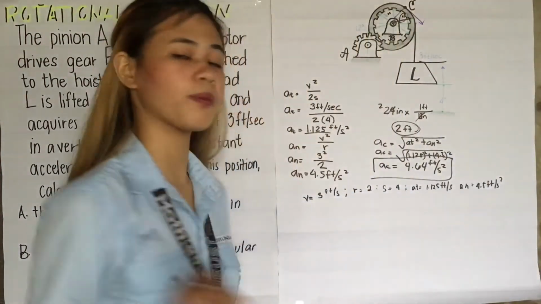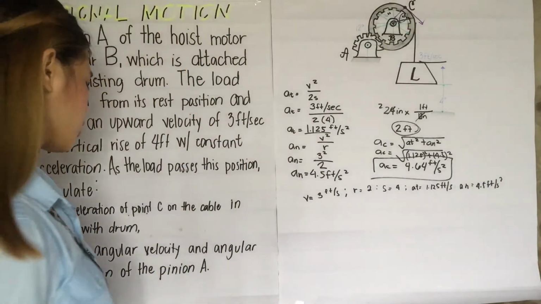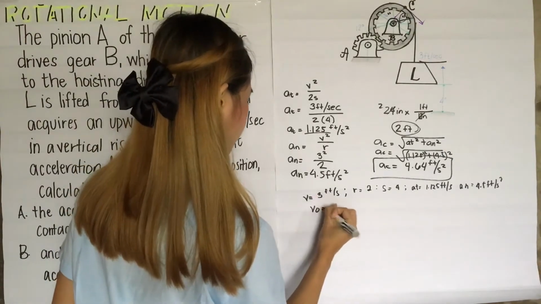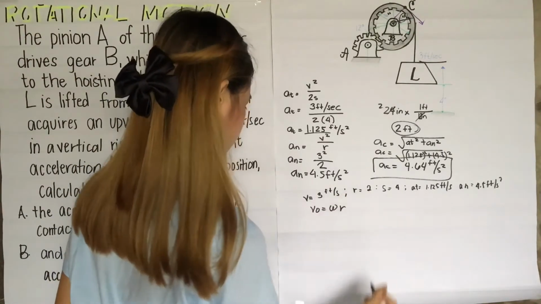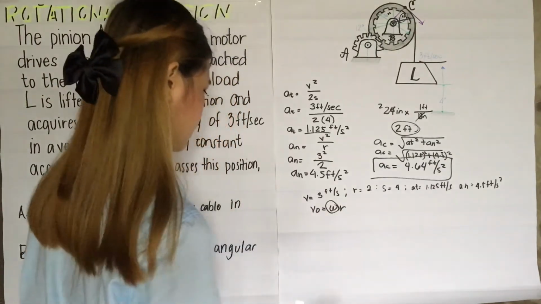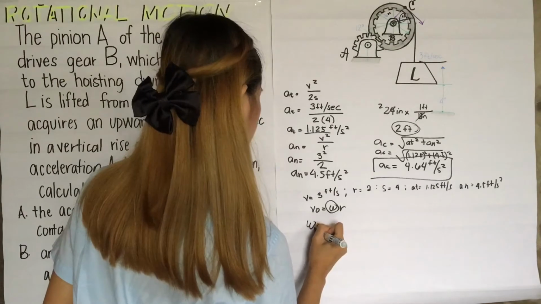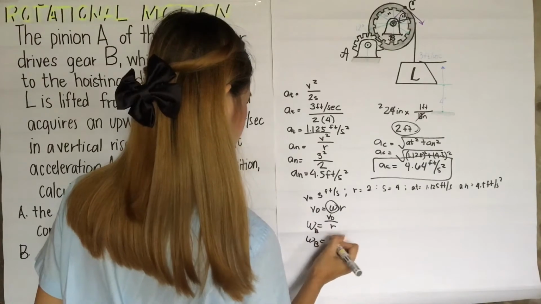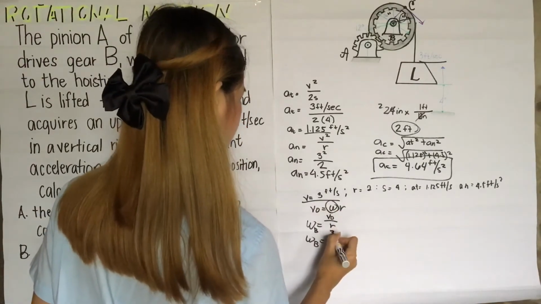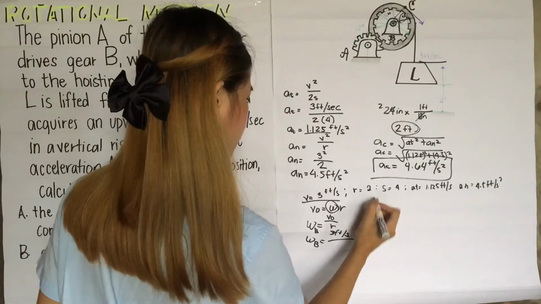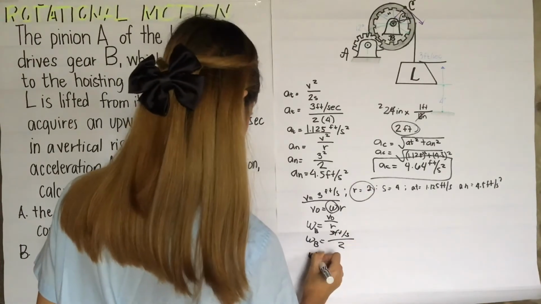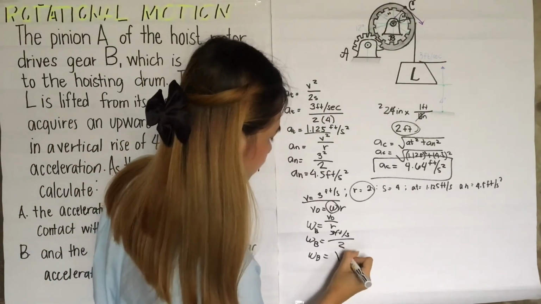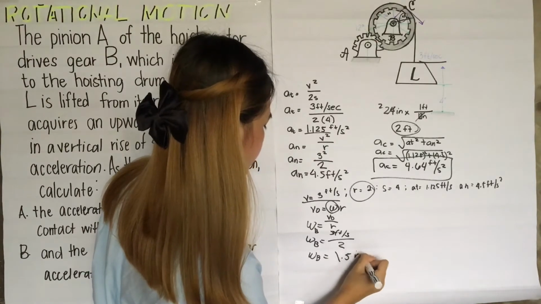To get the angular velocity, we have V equals omega R. So omega at B equals V over R. Omega at point B equals V, which is 3 feet per second, all over the radius, which is 2. So, the angular velocity at point B is 1.5 radians per second.